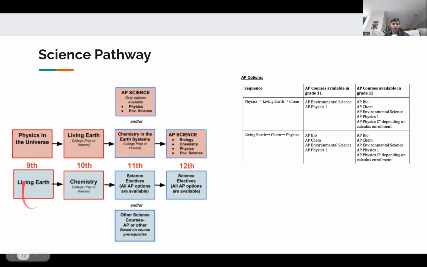Whereas if you take living earth in 9th, you can do chemistry in 10th, then you have 2 choices for AP sciences. Again, this is the list of AP sciences you can take in 11th and 12th grade right here. You can take AP environmental science, AP physics 1, bio, chem for 11th grade, whereas in 12th you can take AP Bio, Chem, Environmental Science, Physics 1, Physics C. And Physics C depends on your enrollment in calculus or not.